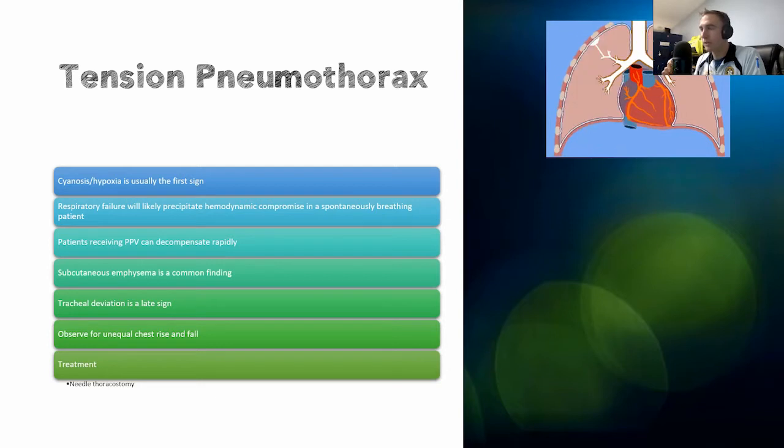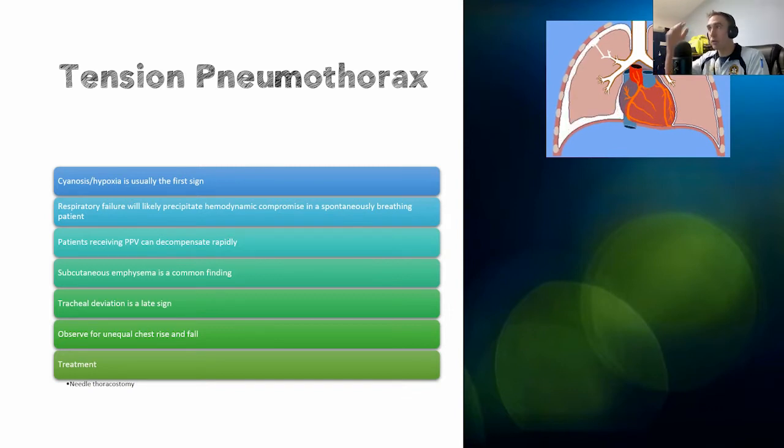Tracheal deviation, we talk about it a lot, but it's a very, very late sign, not always present, and it usually means that the patient has impending arrest. A good sign that you can identify early on is unequal chest rise and fall, but it can be hard to pick up on.